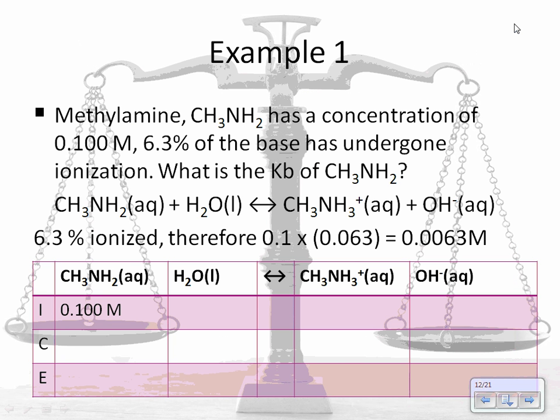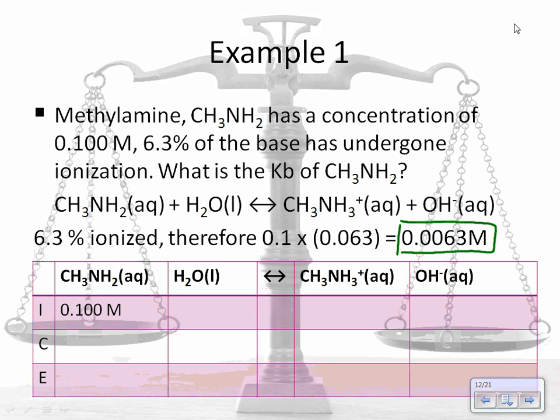All right, so let's go through an example when we're actually calculating out some values of Kb. So in this case, methylamine has a concentration of 0.1 molar, and 6.3% of the base has undergone ionization. What is the Kb of methylamine? So at your ionization point, you have 6.3% ionized. So if you started off with 0.1 molar, that means 0.1 times your 6.3%. At equilibrium, you only have 0.0063 molar of the base ionized.